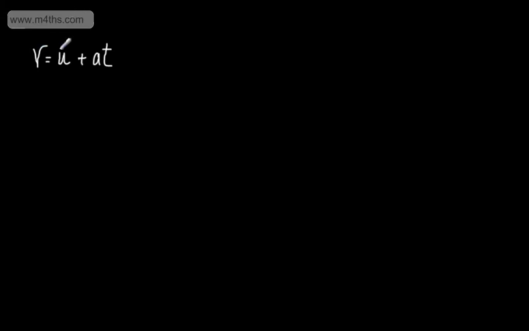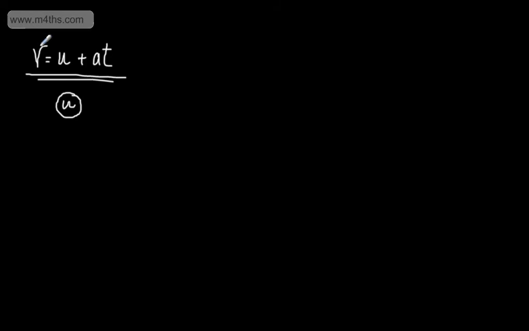We might want to make U the subject, A the subject, or T the subject. All we do is treat this in a very similar way to an equation. We use inverse operations and we follow the order of operations. So let's look at making U the subject of the equation. So what I want is U is equal to something.